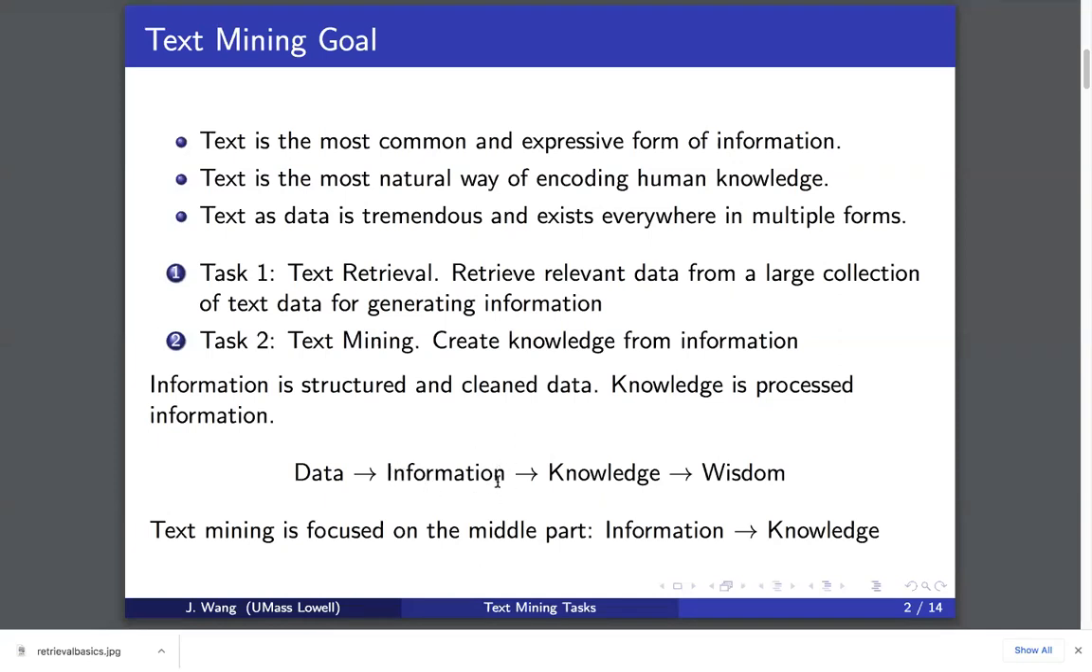Text retrieval is to obtain information, and text mining is to obtain knowledge from information. That's the goal of text mining. And of course, from knowledge, you gain wisdom, so you become smart. But that is not the goal of text mining. Text mining is not going to make somebody smarter. It just creates knowledge from information, and information is cleaned and structured text data. When we say structured, it just means that it is in a certain format that we can process. So once again, text mining is focused on the middle part, from information to knowledge.